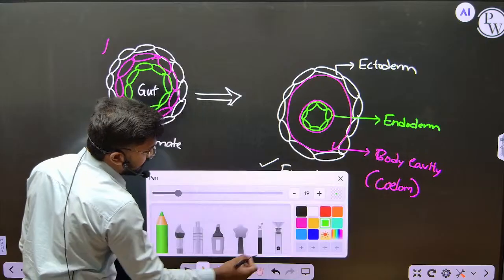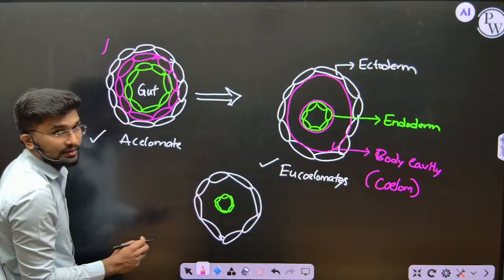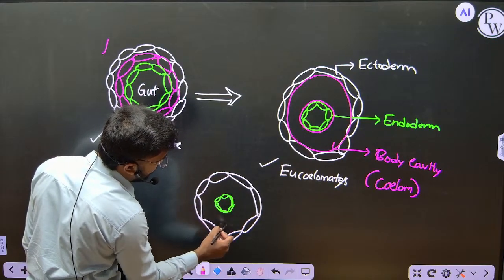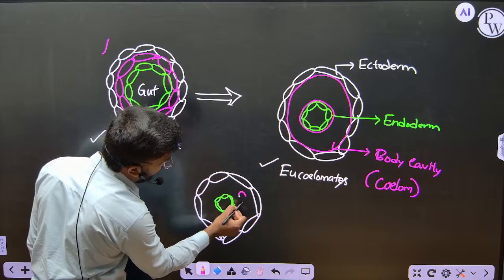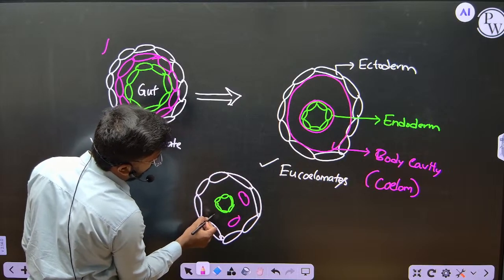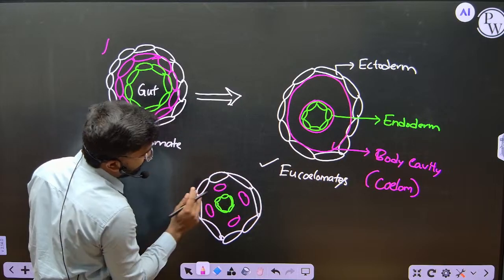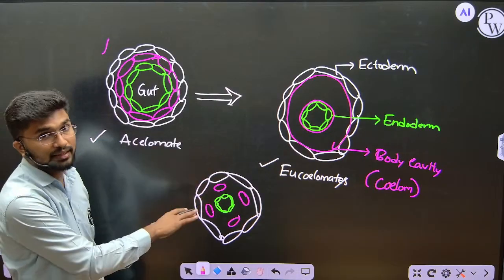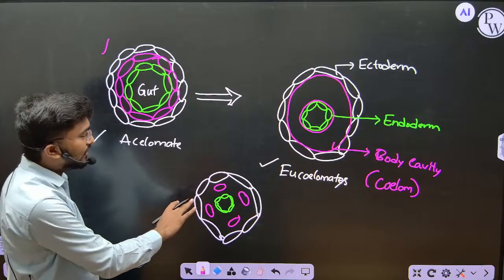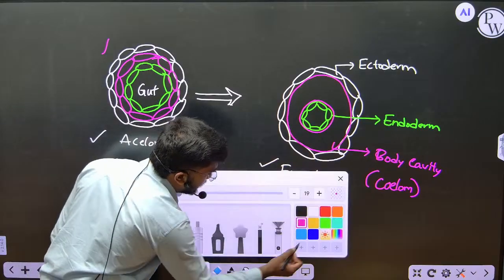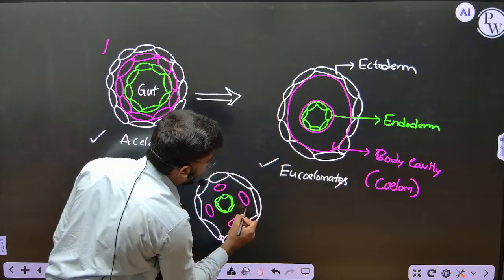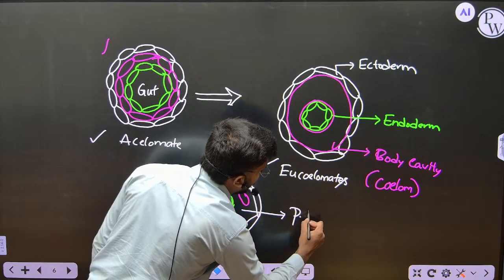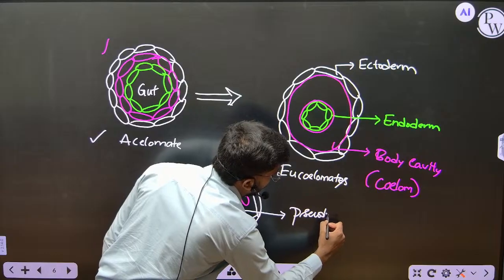And we are seeing a cavity. Here, mesoderm in reality will be present like this, but in your book it is given like this. Mesodermal pouches are present, like that they are given. NCERT mentioned pseudocoelom like that, so I am mentioning the same thing. Got it? This cavity you are seeing here, this one, this is called what? Pseudocoelom.